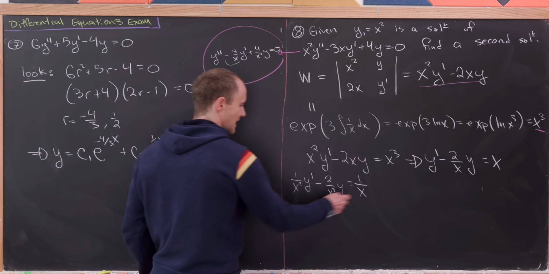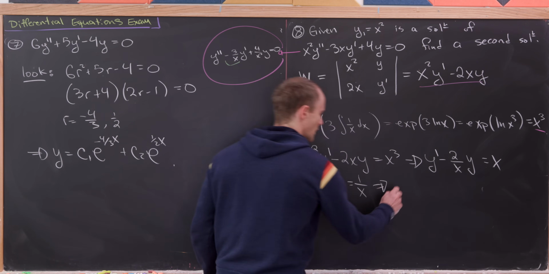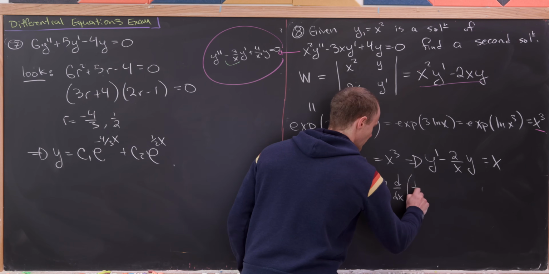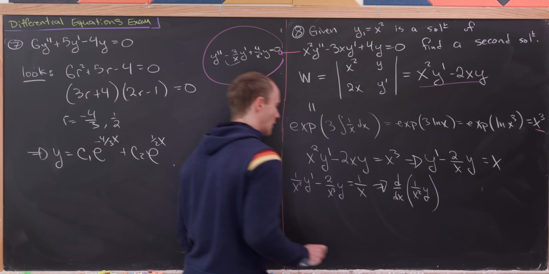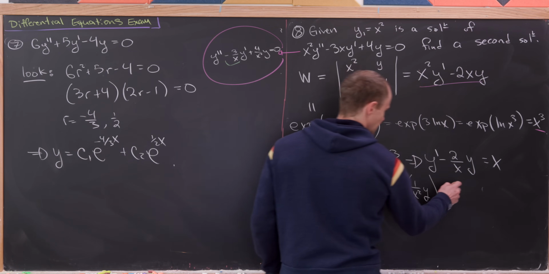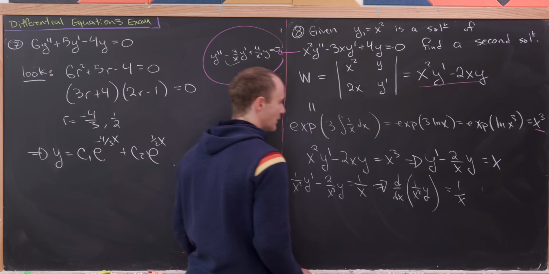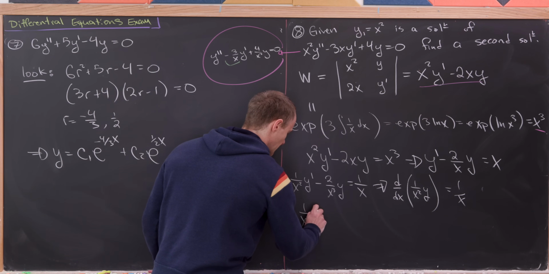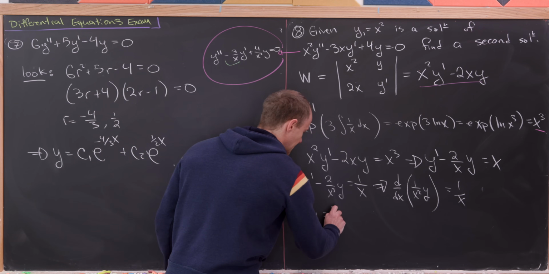Now let's notice that the left-hand side of this equation is simply the derivative with respect to x of 1 over x squared times y. That's what we get using the product rule. And then that's going to be equal to 1 over x. Now we can take the antiderivative of both sides of this, and we'll have 1 over x squared y equals the natural log of x.